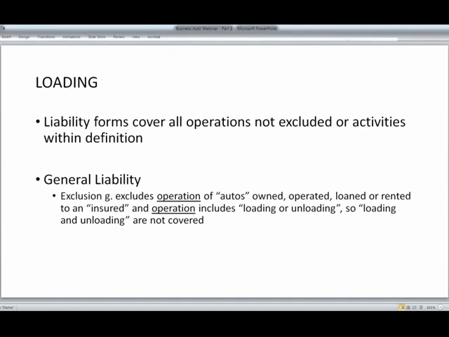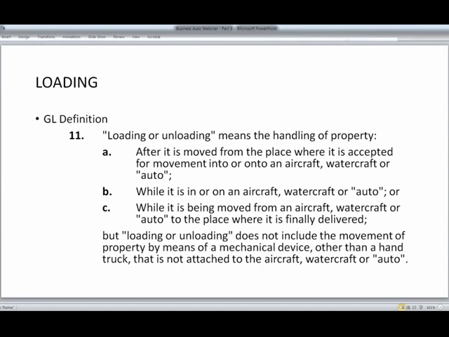The general liability exclusion G includes the operation of autos owned, leased, rented, or borrowed, and insured's operation including loading and unloading. So loading and unloading are not covered, and the definition of loading and unloading mirrors the exclusion. Loading and unloading, the GL policy says after it's moved, where the auto policy says before it is moved from its place where it originated, and under C, while it's being moved. The GL loading and unloading does not cover while it's being moved to its final destination, where the auto policy covers it until it moves to its final destination. So those are how the two policies work together.